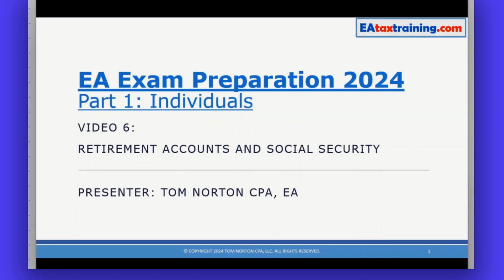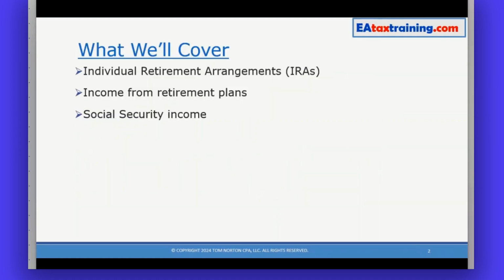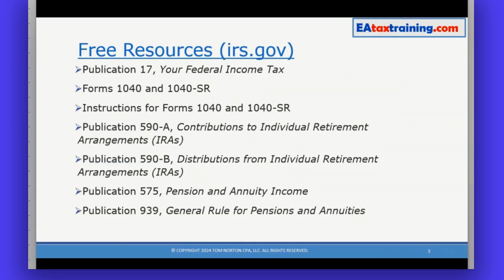While retirement accounts can result in both income and adjustments to income, they are a big enough topic that they warrant their own video. So here we go. What we will specifically cover are individual retirement arrangements, or IRAs, income from retirement plans, and Social Security income.